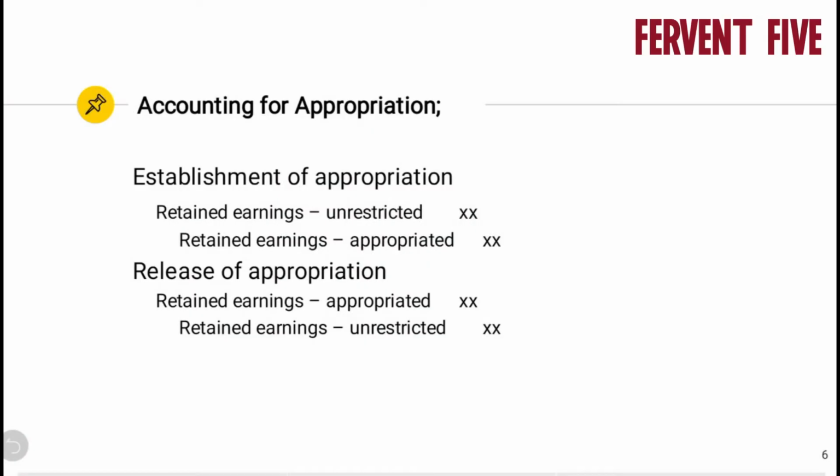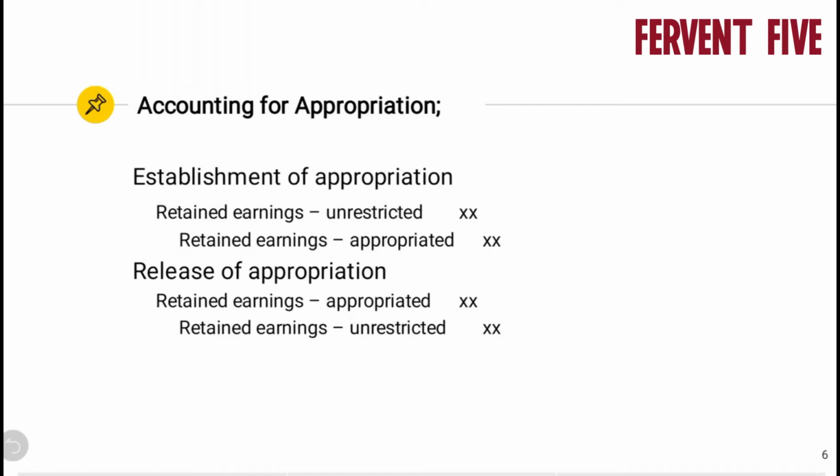Next is accounting for appropriation. So, how do we account for appropriation? First is establishment of appropriation. Kapag nag-establish ng appropriation, kailangan natin siyang tanggalin kay retained earnings account. Ililipat natin or i-reclassify natin sa tinatawag na retained earnings appropriated for blank, kung para saan.